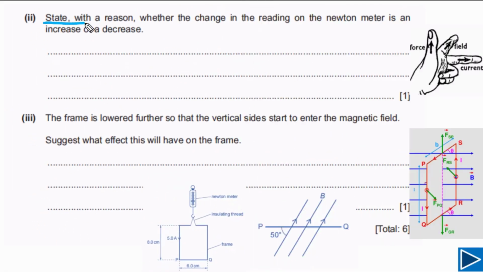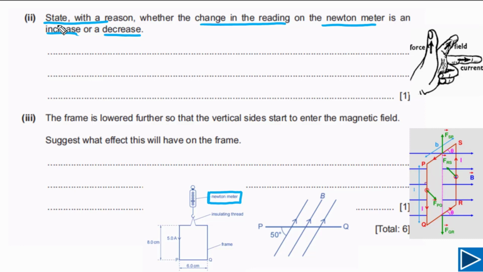For the second part, we need to state with a reason whether the change in the reading on the Newton meter is an increase or decrease. In the first part, it was given to us that the reading on the Newton meter changes by 1 millinewton. Now the question is asking us, is that change an increase or a decrease? And that's what we need to find out. So first of all, we need to state and then write down the reason for that. If we say increase, we have to state why it increased. If we say it decreased, then also we need to give a reason for that.